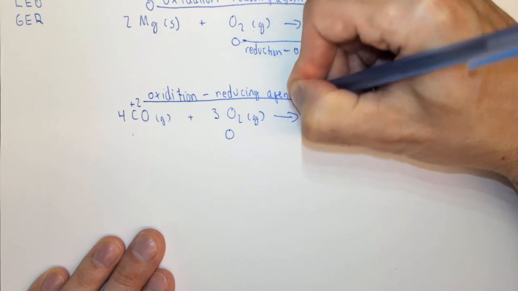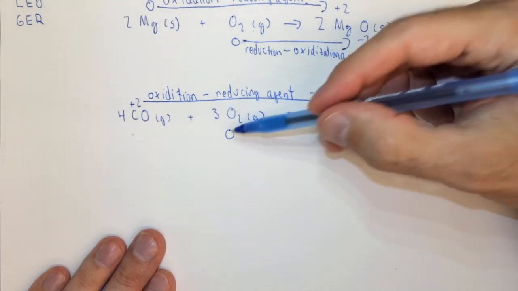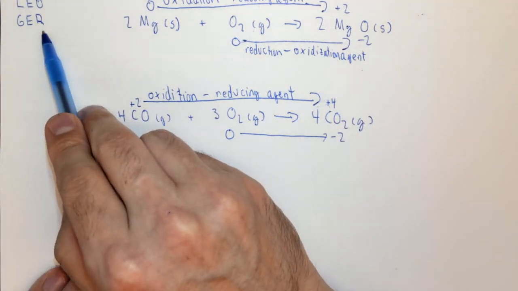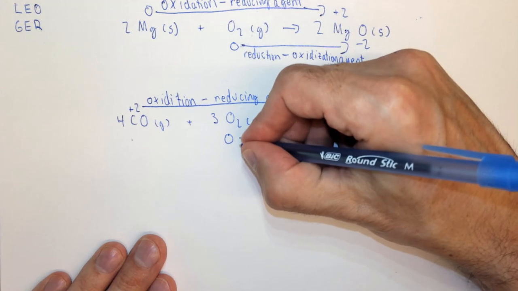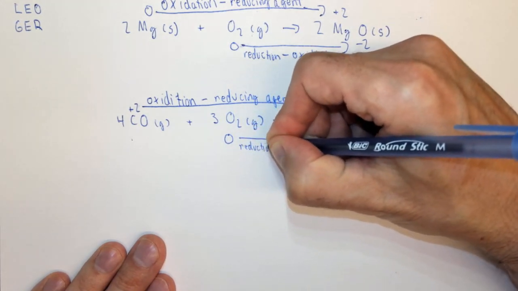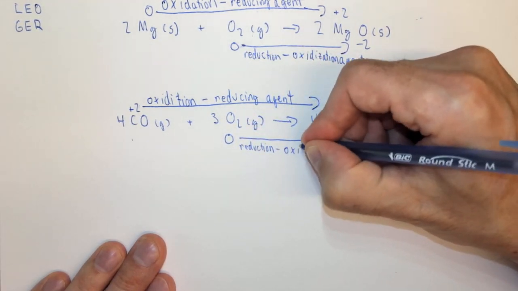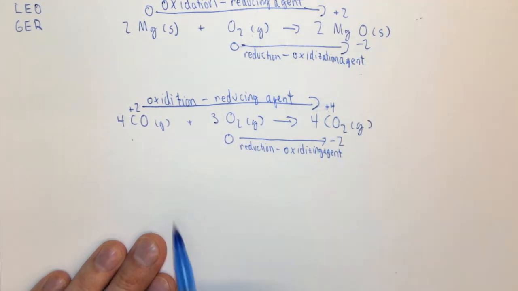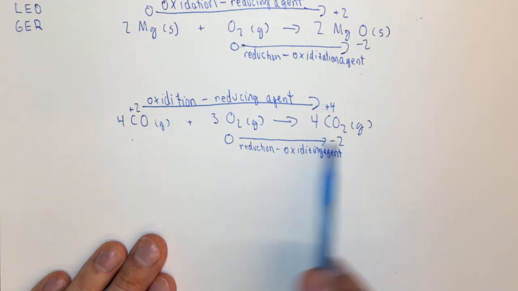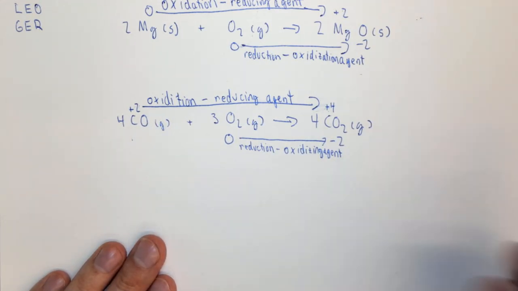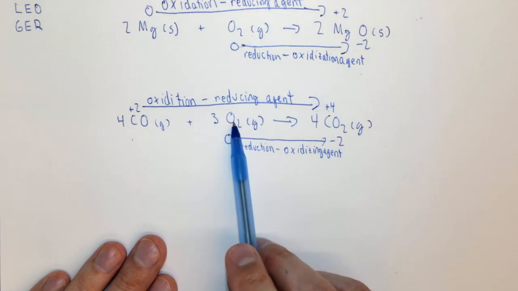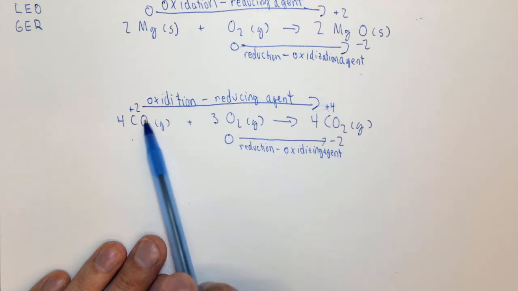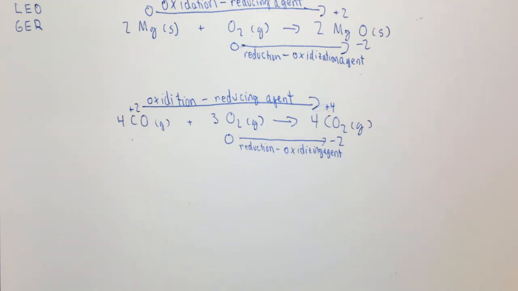agent. In the case of oxygen, it went from 0 to -2. It gained electrons. Gaining electrons is reduction. So therefore, this is reduction. And oxygen is the oxidizing agent. Note that this oxygen is -2 on both sides. It's -2 here and -2 here. It was not oxidized nor reduced. This O2 underwent reduction and is the oxidizing agent. It is not the oxygen of carbon monoxide in this case.